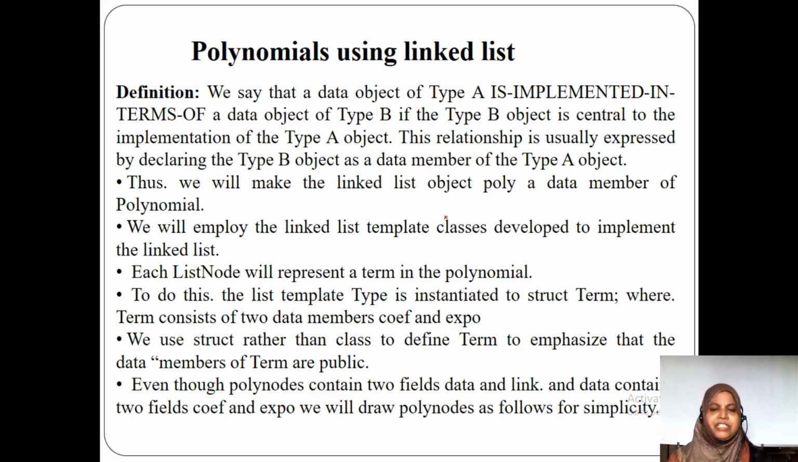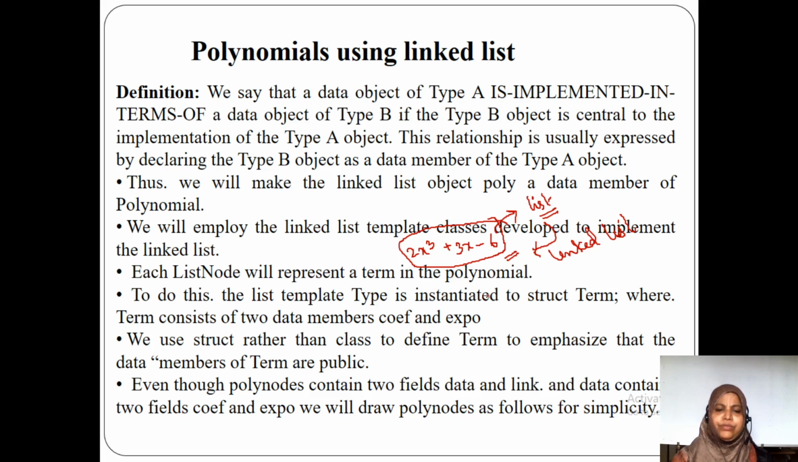Generally, polynomials means, for example, 2x cube plus 3x minus 6. Now this is the polynomial equation. Now we are going to represent this equation by using a linked list. We can represent this equation by using the linked list, and we can perform various types of operations on these polynomials by using the linked list operations.